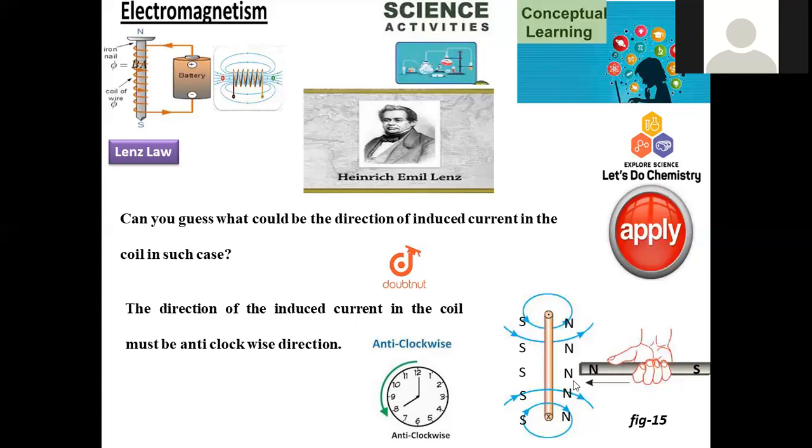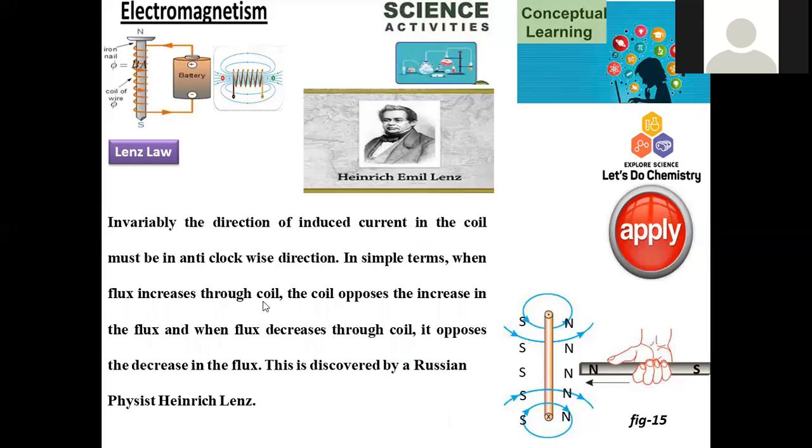Whenever such opposite poles are operating in between, the induced electrical current in turn generates an induced magnetic field as well. In that condition, the induced magnetic field is propagating in counterclockwise rotation. This will be the right answer for the question posed here. Invariably, the direction of induced current in the coil must be anti-clockwise rotation.